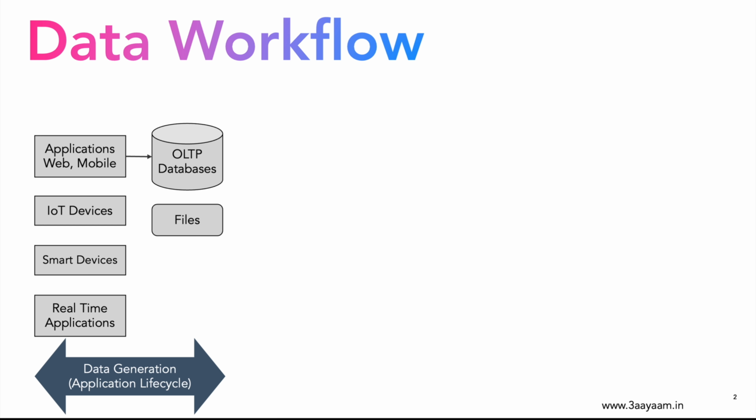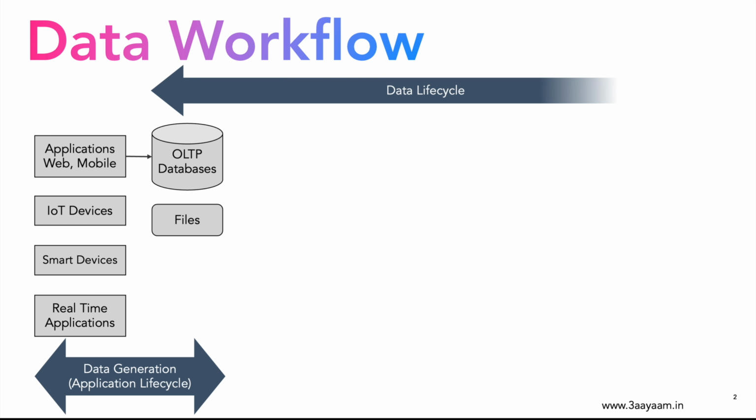So this is the application lifecycle. The database is the place where the application lifecycle ends. And the data that we see are generated by multiple applications around us. It can be web applications, mobile applications, IoT devices, smart devices, etc. Now this is where things become interesting, because where the application lifecycle ends, the data lifecycle begins. Meaning that the OLTP databases are the place where our data workflow or data lifecycle starts.